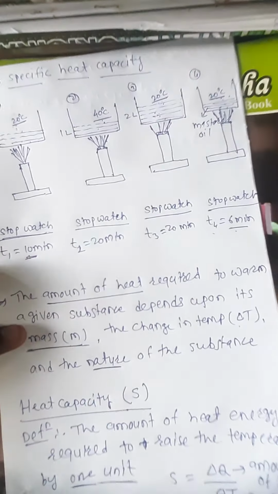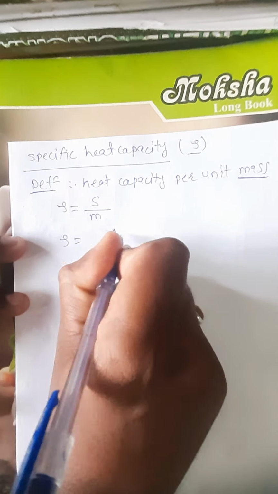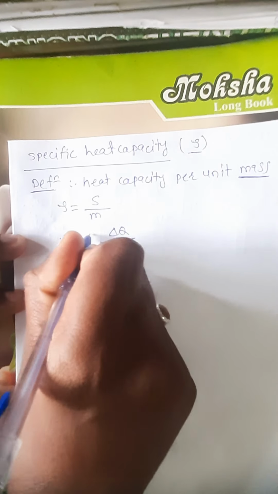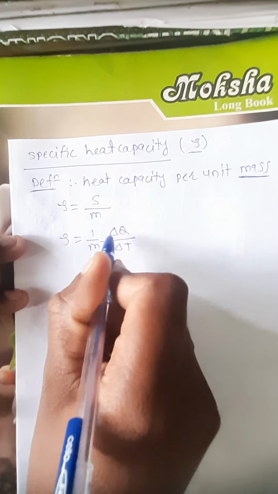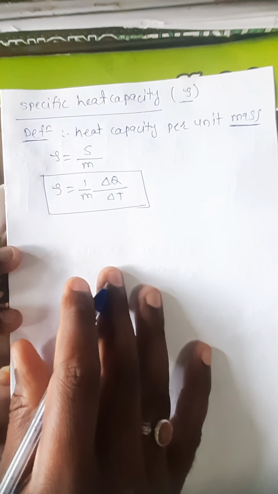Therefore small s is equal to, what is the heat capacity S? S is equal to delta Q by delta T. Therefore delta Q divided by delta T into 1 by m. Therefore 1 by m into delta Q by delta T. Now this is the specific heat capacity.